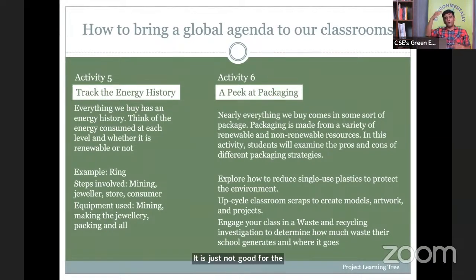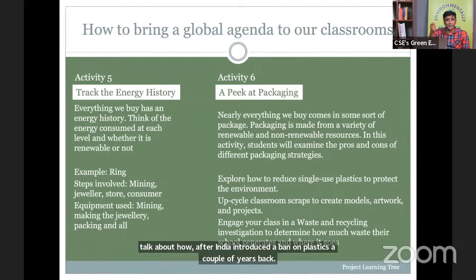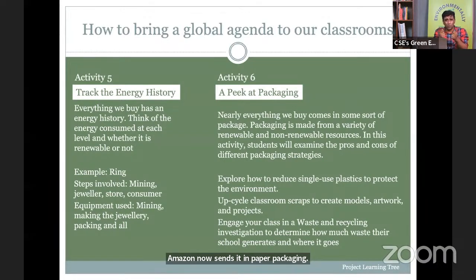So you can talk about how things come in different packaging. You can also talk about how after India introduced a ban on plastics a couple of years back, Amazon now sends it in paper packaging or in cardboards, which are much more environment friendly than plastic. So you can talk about these things as well with them.